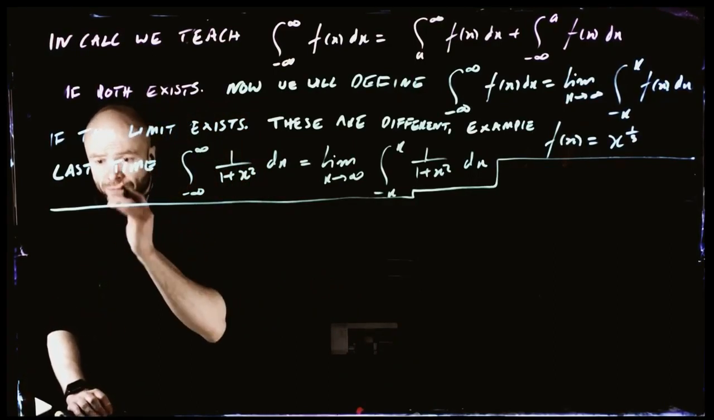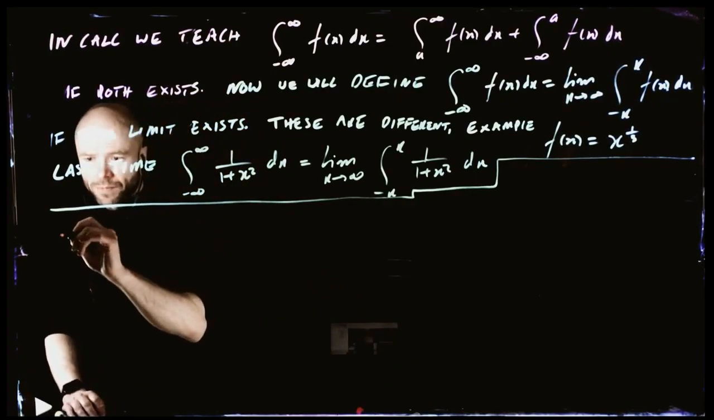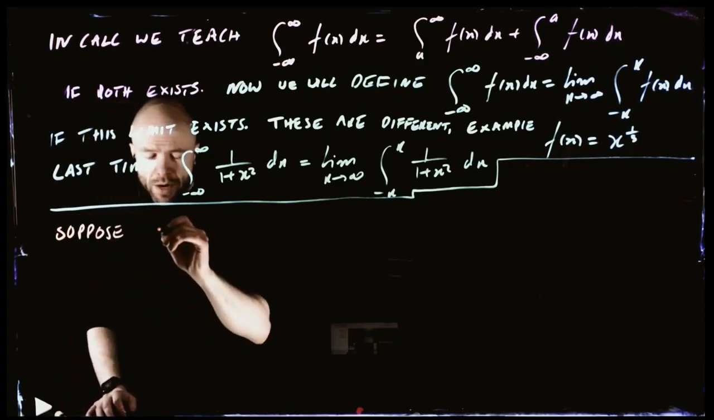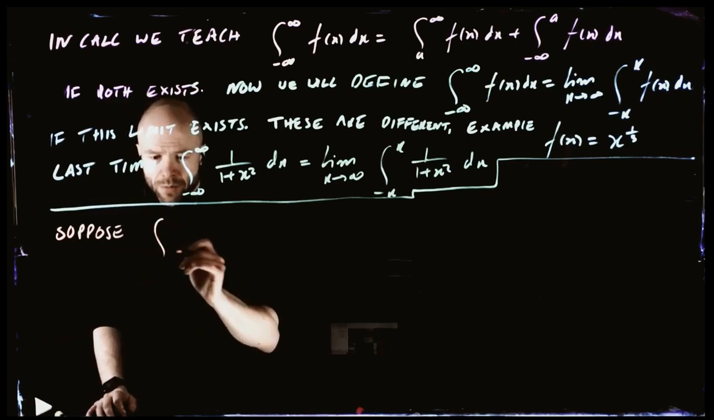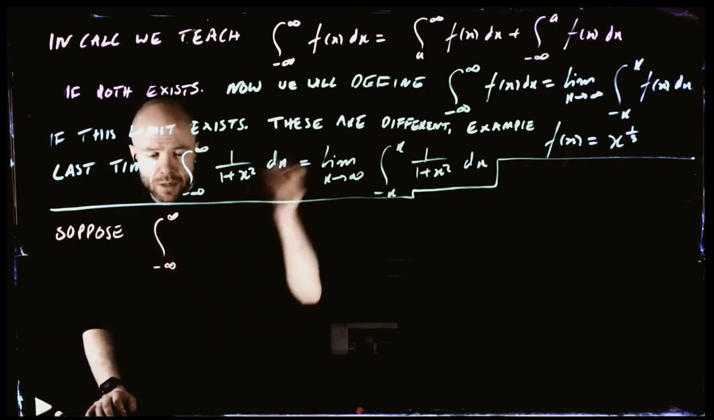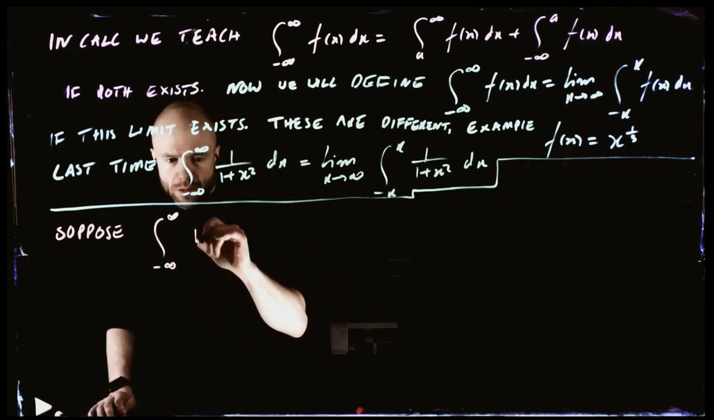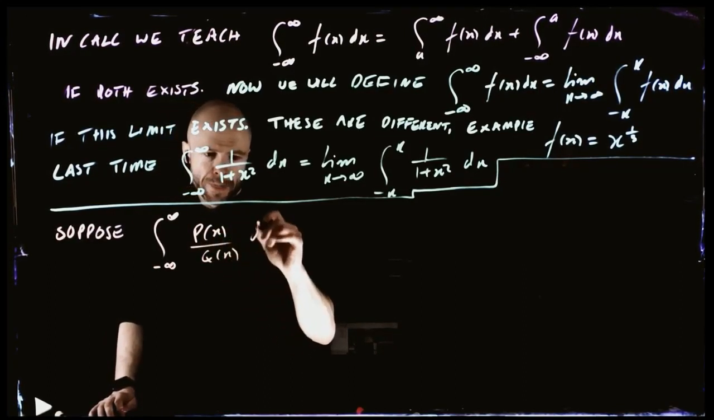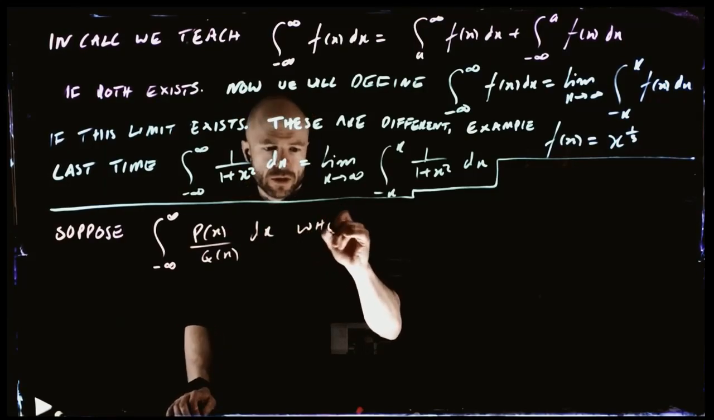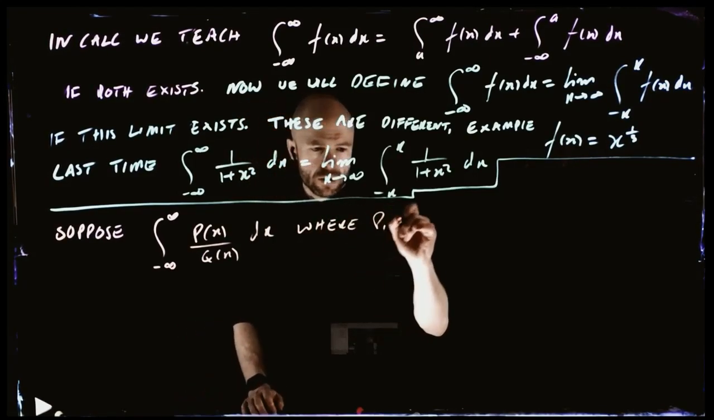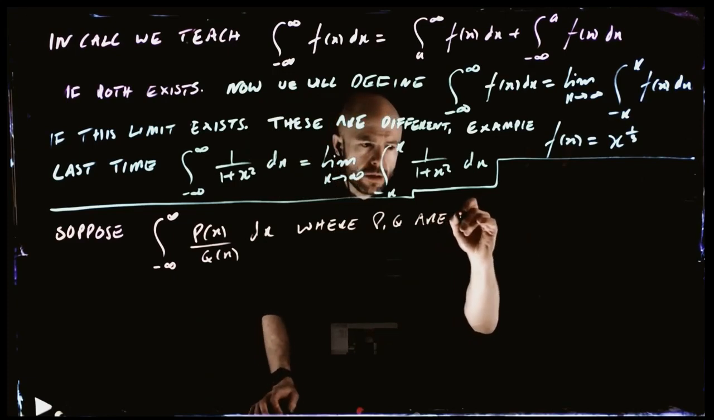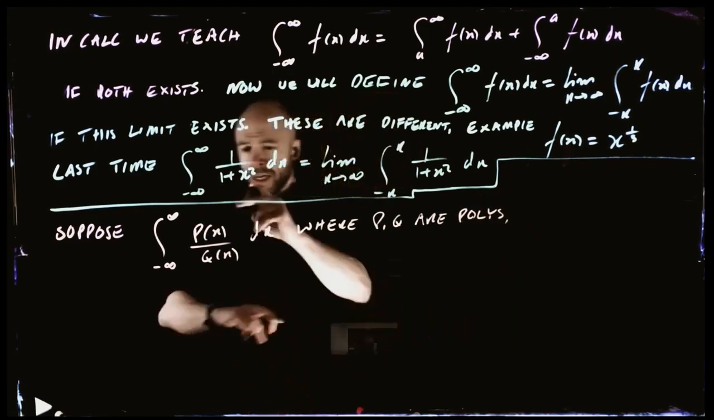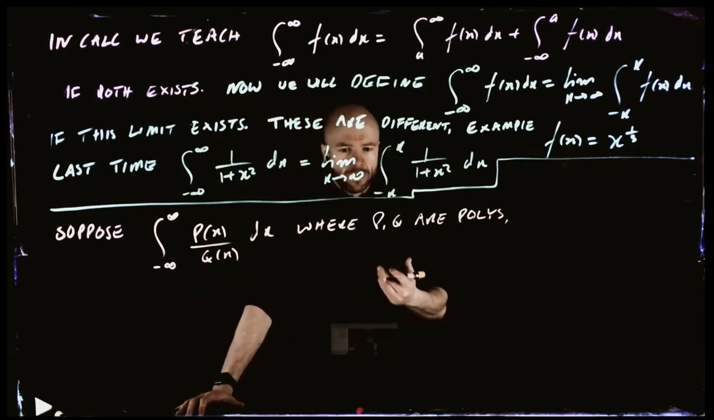So what we need is the following. Suppose we integrate from minus infinity to infinity, in the Cauchy sense, this thing. Now those are rational functions. What would we need in order for the method we did before to work?